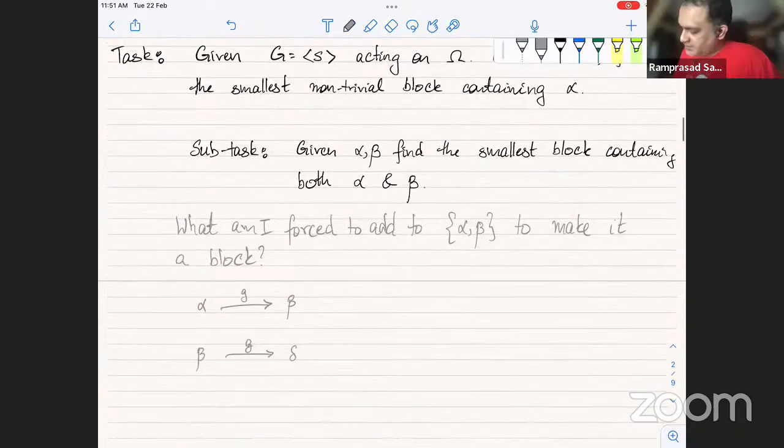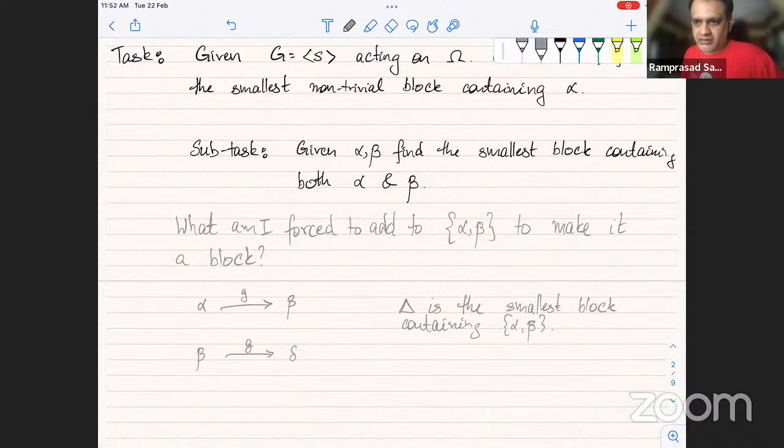So in some sense, let's say delta is the smallest block containing alpha and beta. Okay. So just to be precise, what does this mean? It means that delta par G intersect delta is either equal to delta itself or it's the empty set.